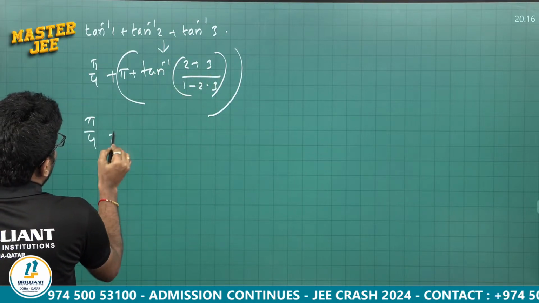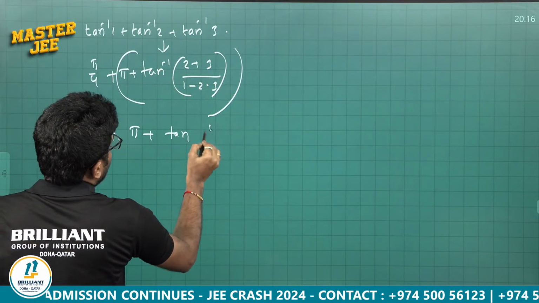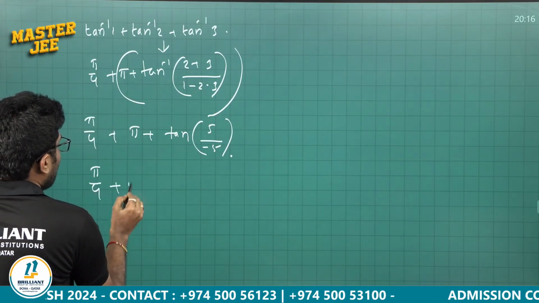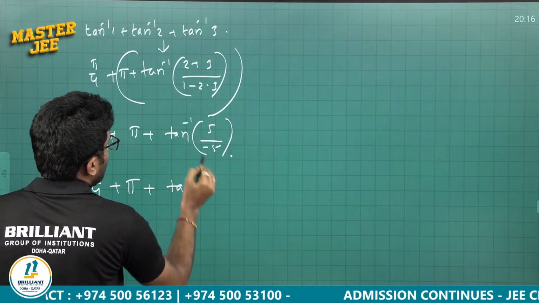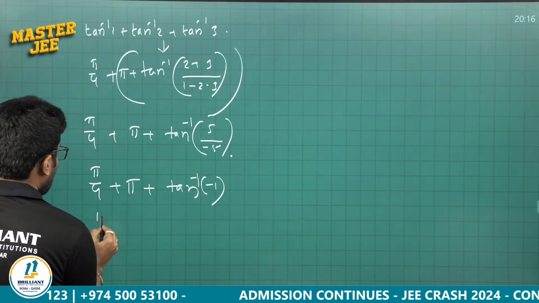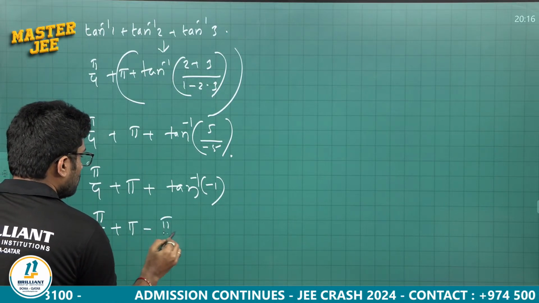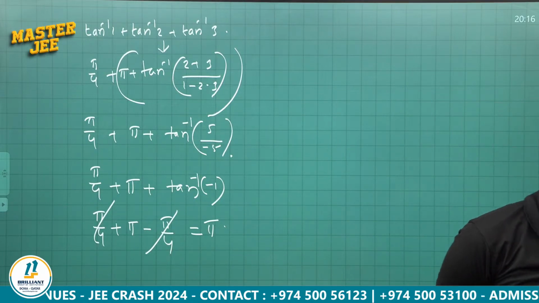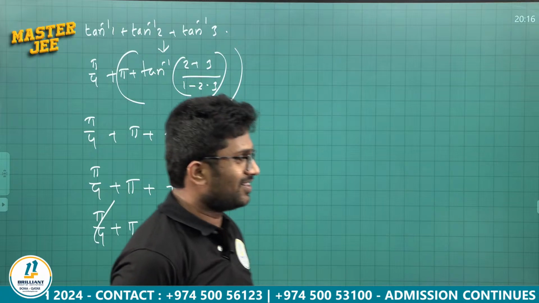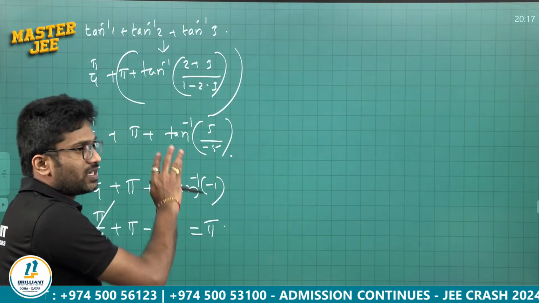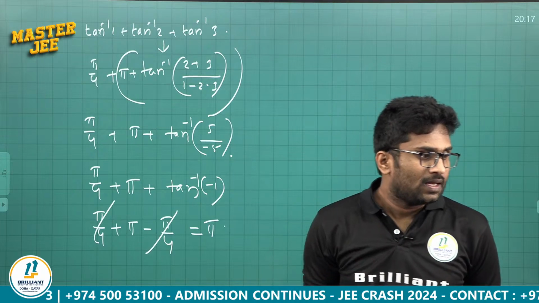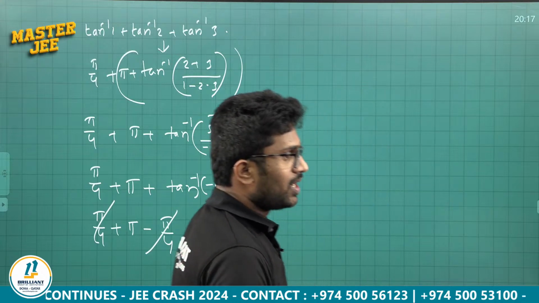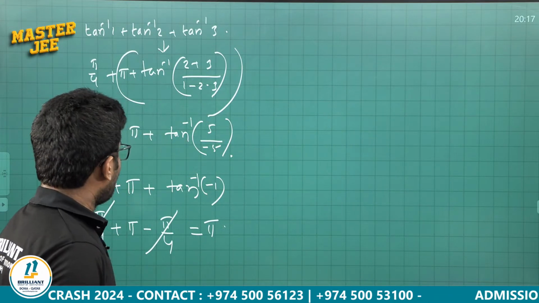So pi by 4 plus pi plus tan inverse of 2 plus 3 is 5, 1 minus 6 is minus 5. Now that becomes pi by 4 plus pi plus tan inverse of minus 1. What is tan inverse of minus 1? Tan inverse of minus 1 is minus pi by 4, which is also equal to pi. No, nothing like that, Karthik. I hope you understood this method now. Karthik, clear? Have you understood this? Everyone? Ruben, Michael, Ashmita, Hanna, Anit, Rohit sir.